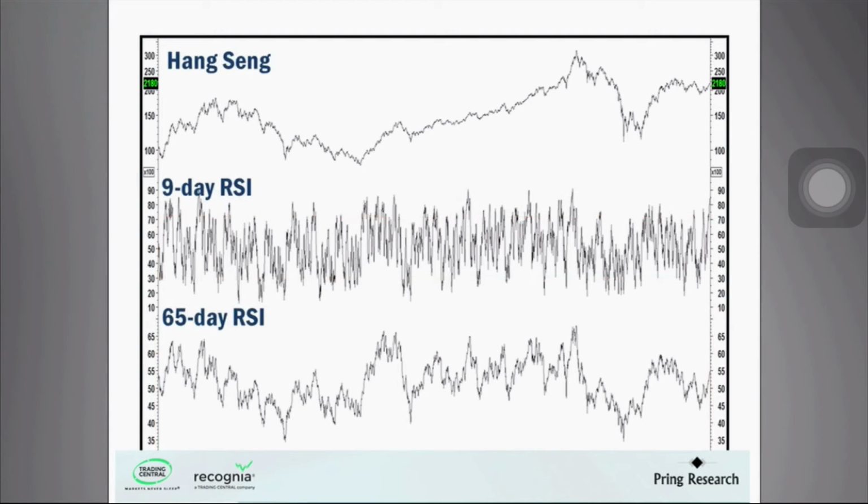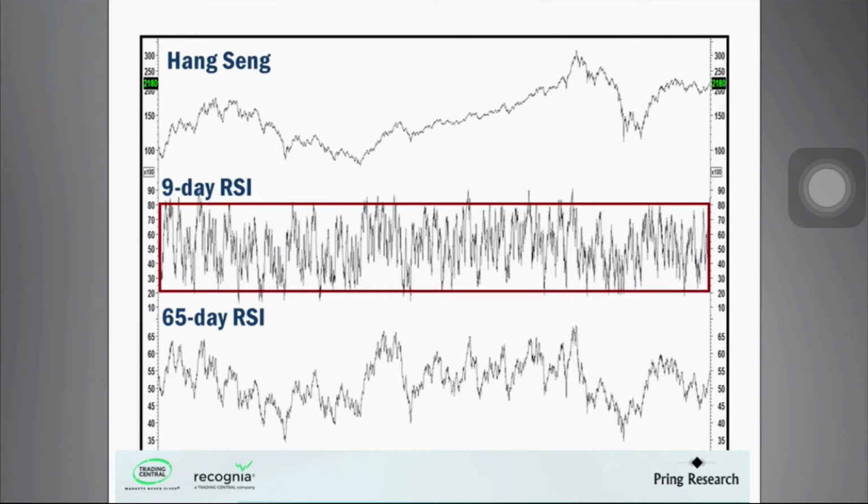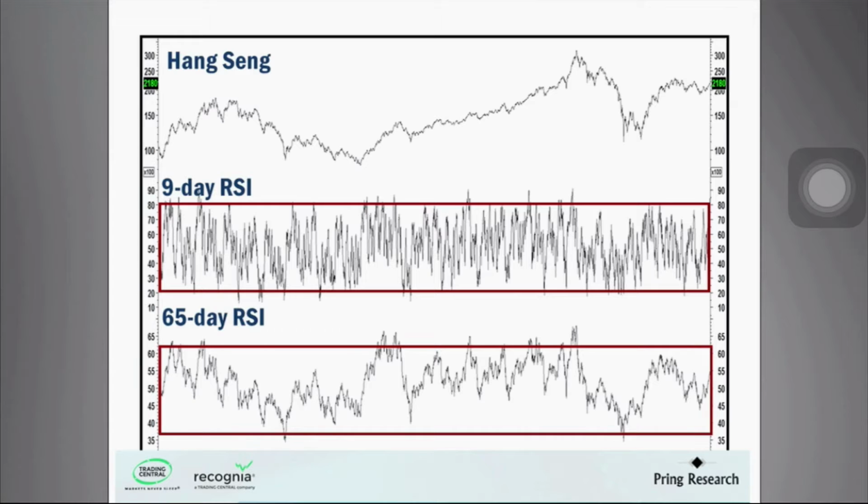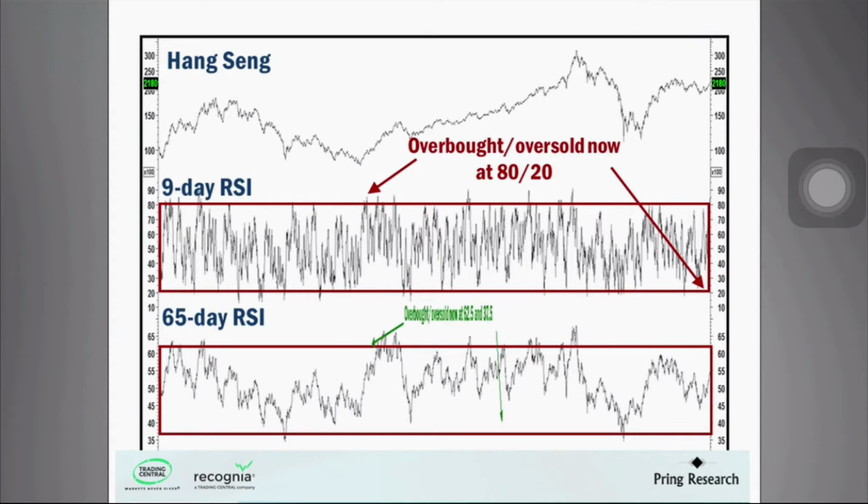On the other hand, the bands have been widened for the 9-day in this chart and narrowed for the 65-day span. The 80-20 combination gives a much better feel for the overbought-oversold extreme than the 70-30 default value for the shorter span 9-day RSI. Conversely, the 52.5 and 37.5 combination is a better fit for the 65-day RSI. None of these are perfect solutions, but remember, in technical analysis we're trying for consistency, never for perfection, which I guarantee can never be achieved.